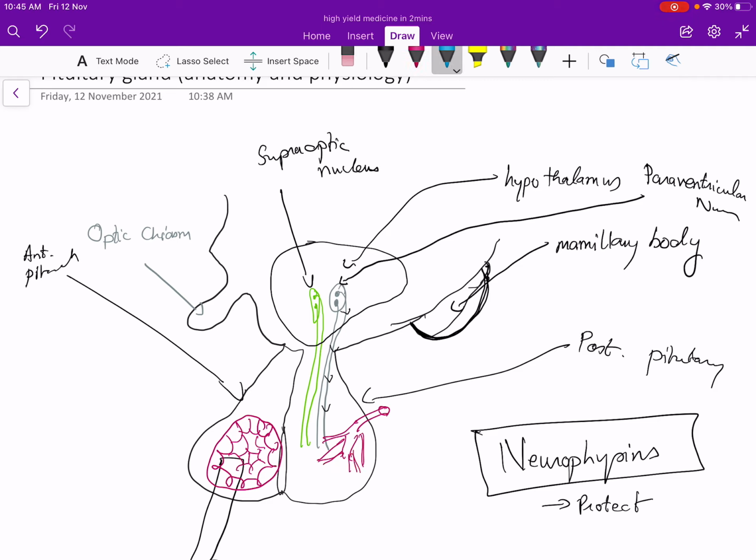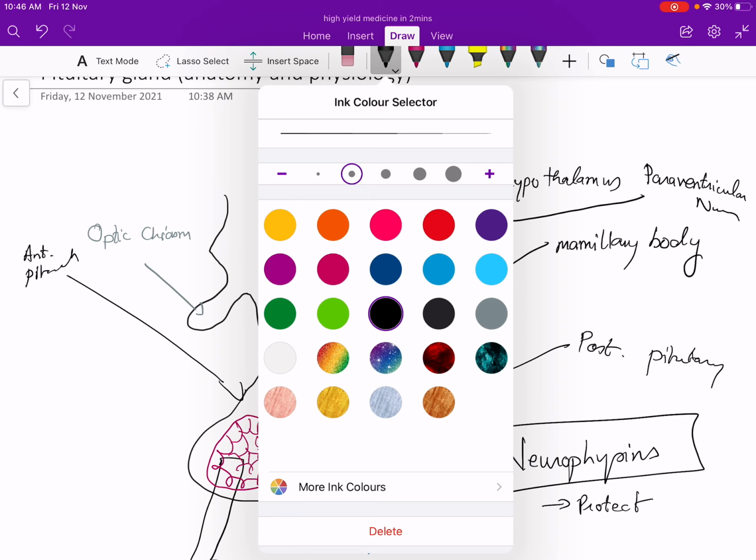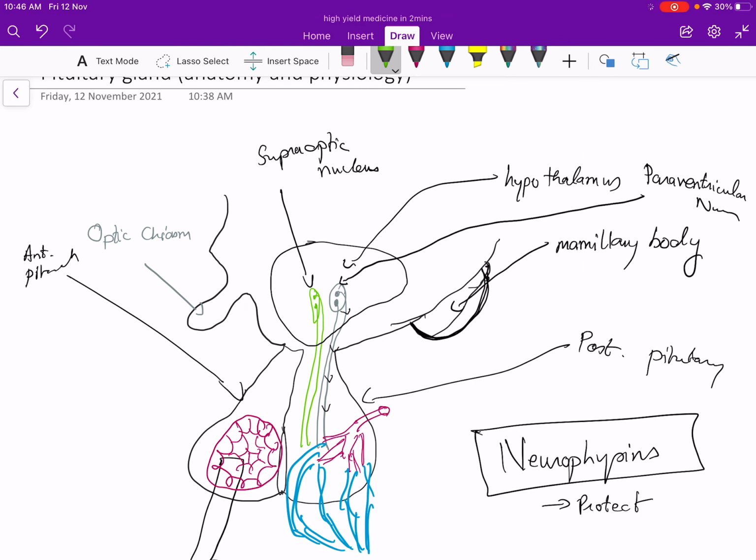and then veins. So this is the hypophyseal veins, and what happens is this paraventricular and supraoptic nucleus release their hormones over here in the blood.